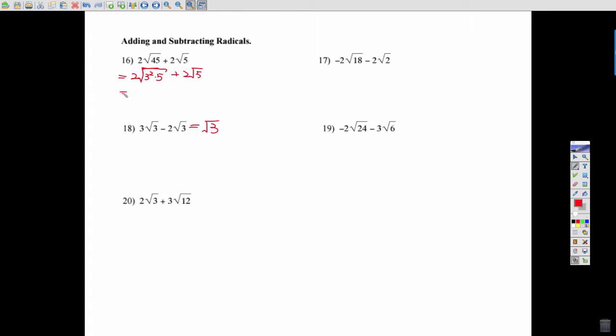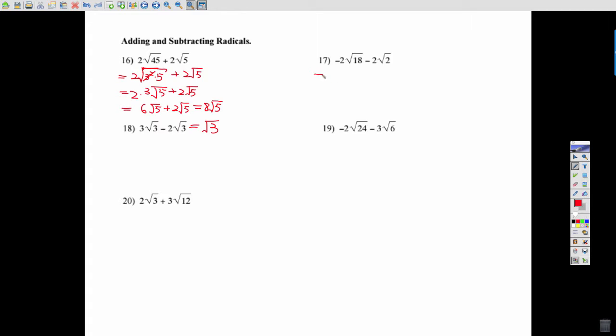So in this case, I have 3 coming out because of the square. Root 5 remains, plus 2 root 5. 2 times 3 is 6. I have 6 root 5 plus 2 root 5. I should have 8 root 5. Okay.